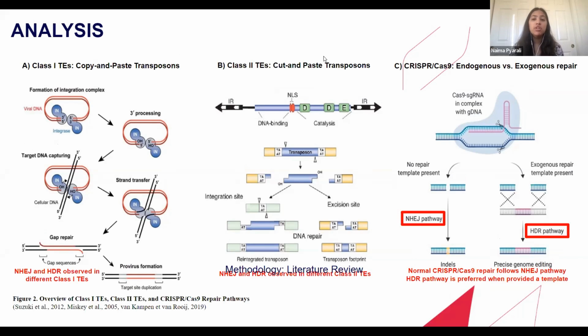CRISPR-Cas12a is a very similar system to Tn7, a TE found in E. coli. In prokaryotic research, it seems CRISPR-Cas12a does not elicit a DDR. But what does that mean? That does not mean that it will have the same results in humans. So what did I conclude with this research? Next slide, please.